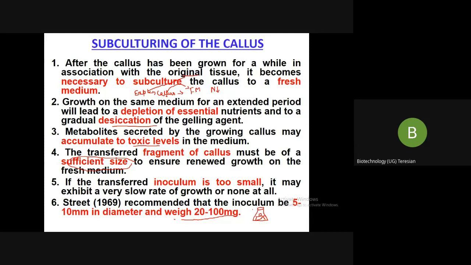When I am transferring my callus to the fresh media, I should take certain precautions. I should follow all the aseptic, sterilized conditions, and the most important is the size of my callus. The size of my callus should be 10 millimeter in diameter and the weight should be somewhere around 20 to 100 milligram. Otherwise, my callus will not be able to grow in the fresh media.